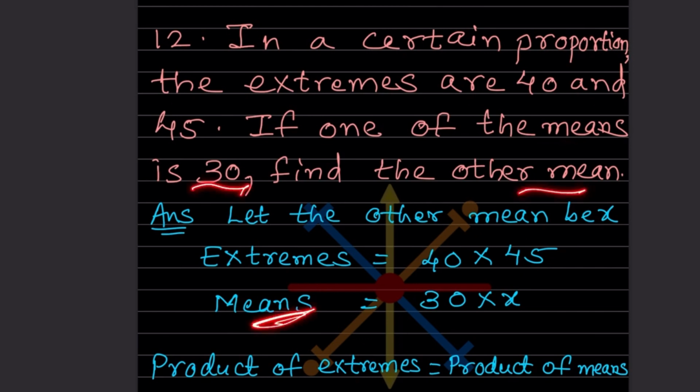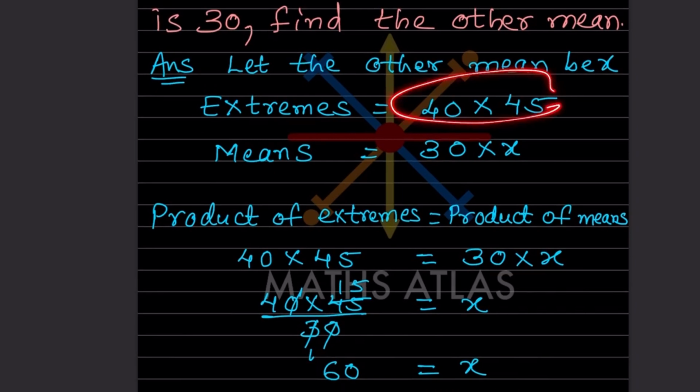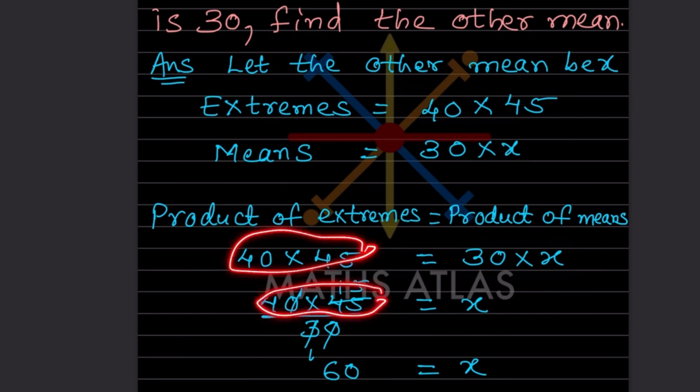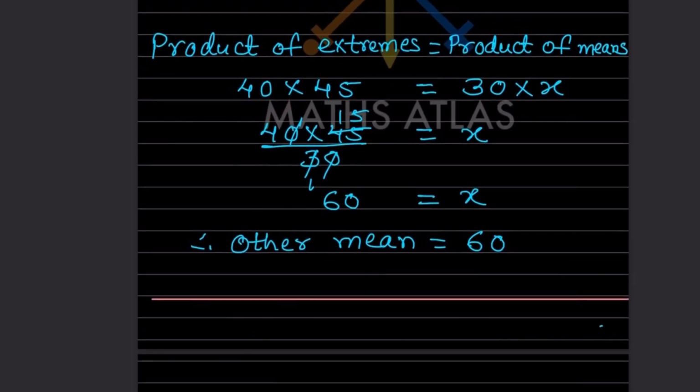So what did you do? For the means, one mean is given, the other we have considered as x, so we are going to multiply by x. Now we are going to write the formula: product of extremes is equal to product of means. Product means you know multiplication. So this is already given, 40 into 45 is 30 into x. Now this is the left hand side, keep as it is. 30 you are going to bring to the left hand side, so it will go in the denominator. So this is x. 0 and 0 get cut. 3 ones are 3, 3 fifteens are 45. So now what will you do here? 15 fours are 60. So x is 60. So the other mean is 60.